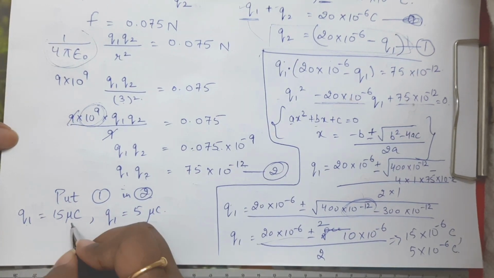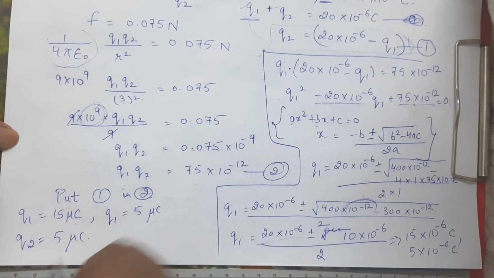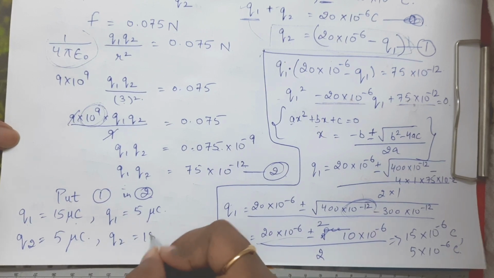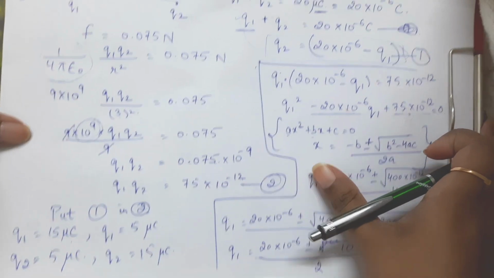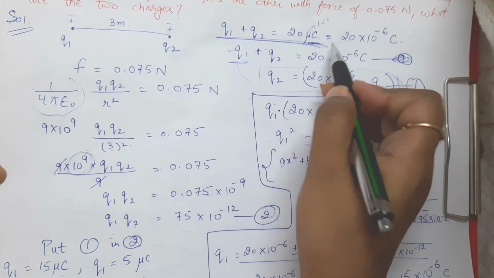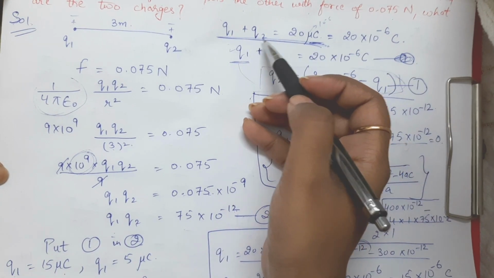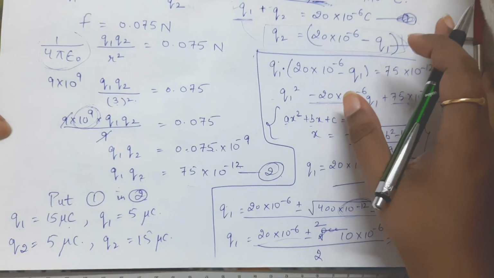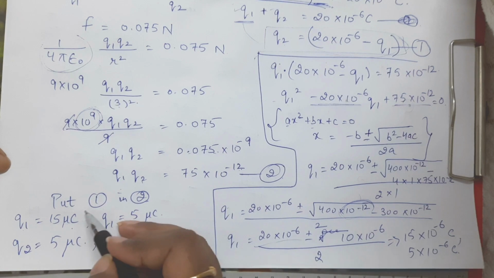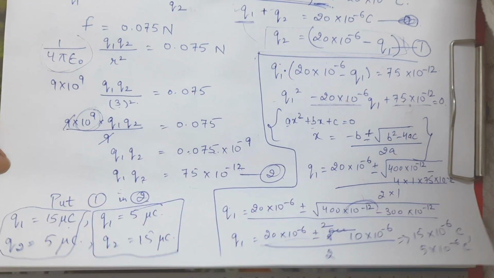So when Q1 is 15 microcoulomb, Q2 will be what? Q2 will be 5 microcoulomb. And when Q1 is 5 microcoulomb, Q2 will be 15 microcoulomb. Why? Because we know Q1 plus Q2 equals to 20 microcoulomb. So if either of them is 15 microcoulomb, the other one is going to be 5 microcoulombs. So this way you can find out the values of Q1 and Q2. Either of these two situations will be there for Q1 and Q2, right?